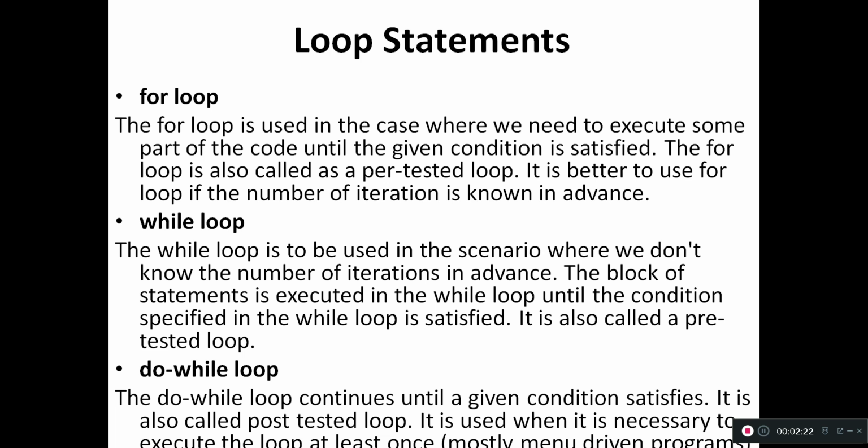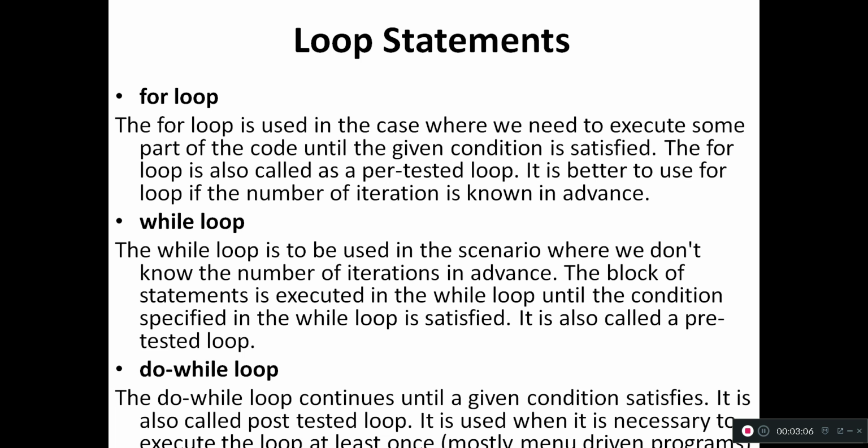For loop. What is a for loop? The for loop is used in the case where we need to execute some part of the code until the given condition is satisfied. The for loop is also called a pre-tested loop. It is better to use a for loop if the number of iterations is known in advance. While loop. The while loop is to be used in the scenario where we don't know the number of iterations in advance. The block of statements is executed in the while loop until the condition specified in the while loop is satisfied. It is also called a pre-tested loop.